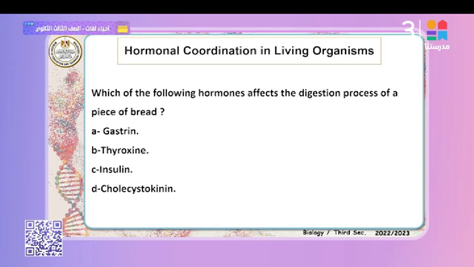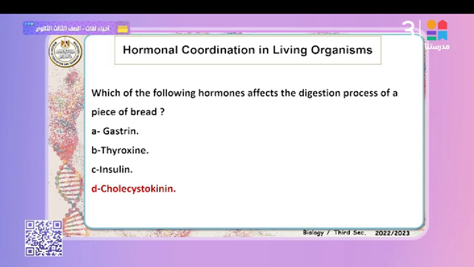Which of the following hormones affects the digestion process of the piece of bread, playing an important role in the digestion process of the bread? It's called cholecystokinin. The best answer is D. Right? Okay.